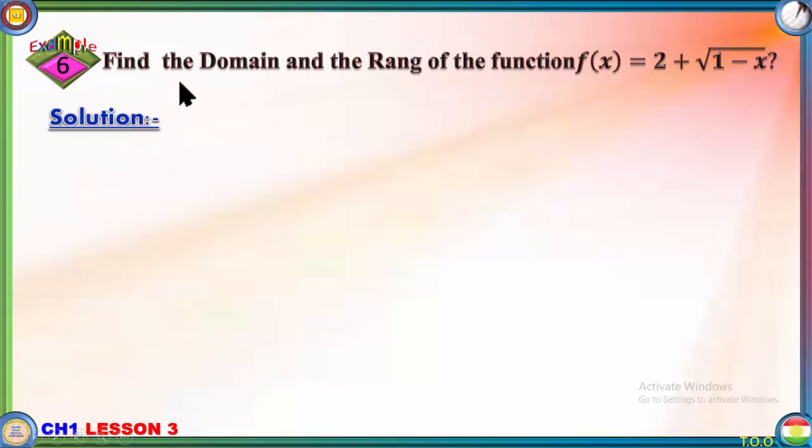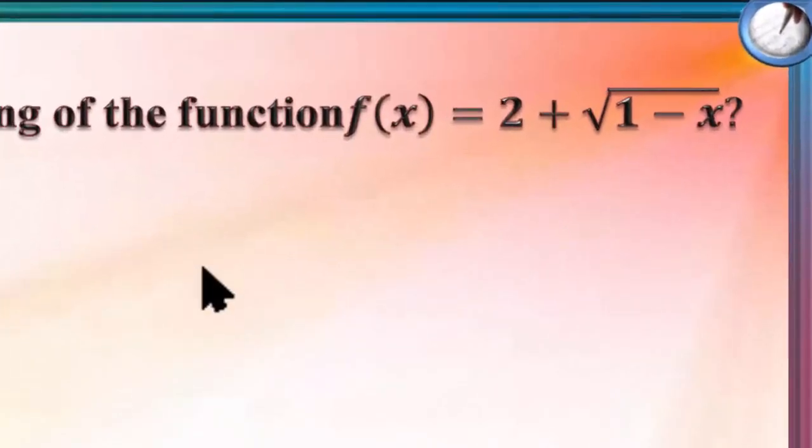Example number 6. Find the domain and the range of the function f(x) equals 2 plus the square root of 1 minus x. When we equalize it, 1 minus x equals 0, then x is equal to 1. So h is 1 and k is 2. And now the domain.